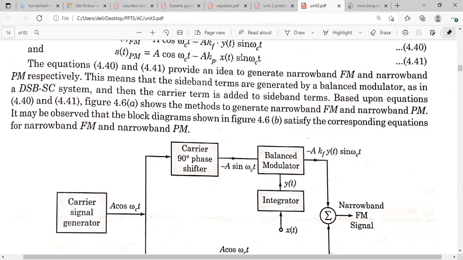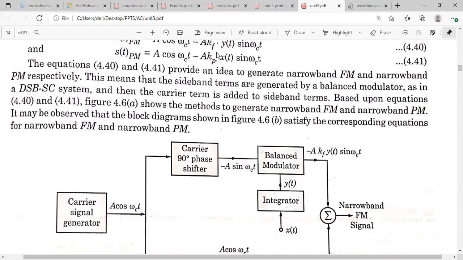So now see, we have got A sin omega ct. For the balanced modulator, another input is the integration of x of t, which is nothing but y of t. Here y of t is multiplied by minus A sin omega ct, and we take some constant kf, and after that it will be added to A cos omega ct. The same term is given to the adder. The adder adds the two inputs we gave, and finally you will get the narrowband FM signal. So from this expression, this is the circuit diagram of the narrowband FM.